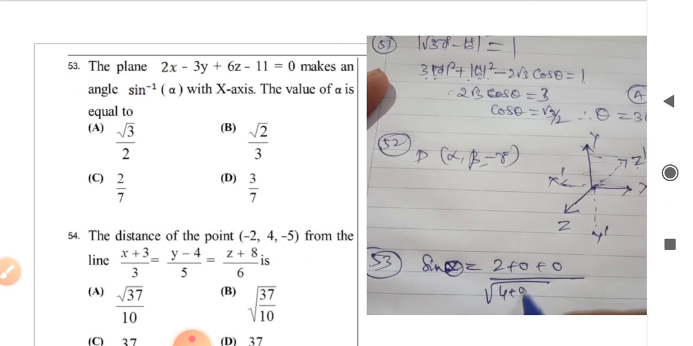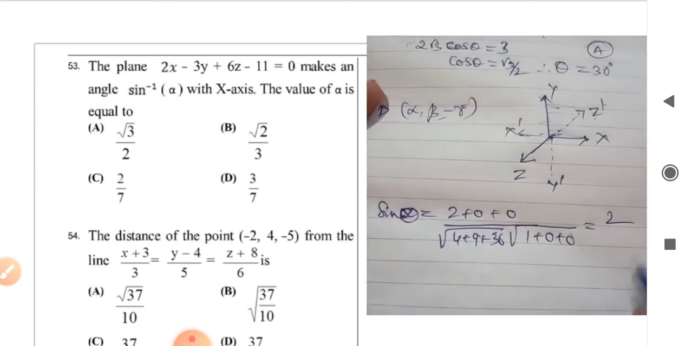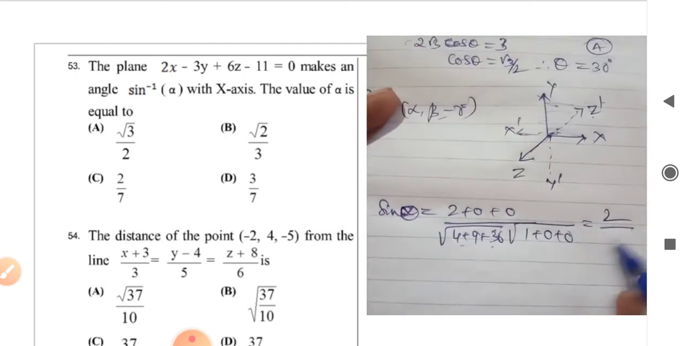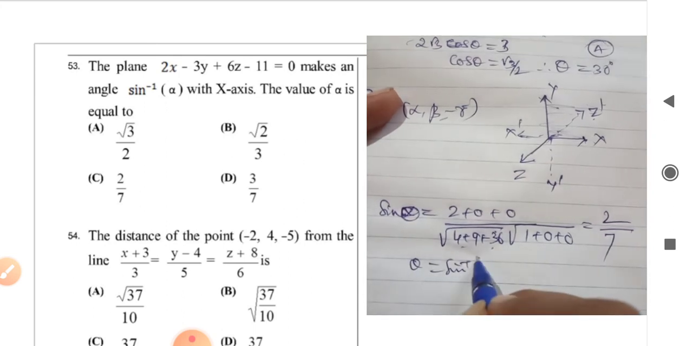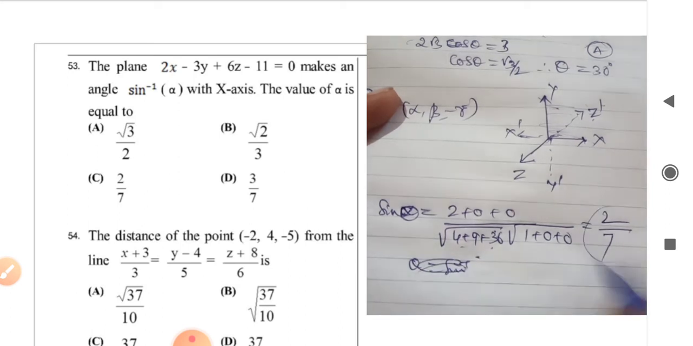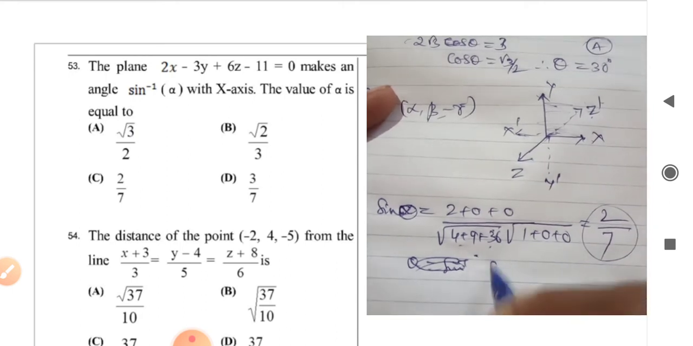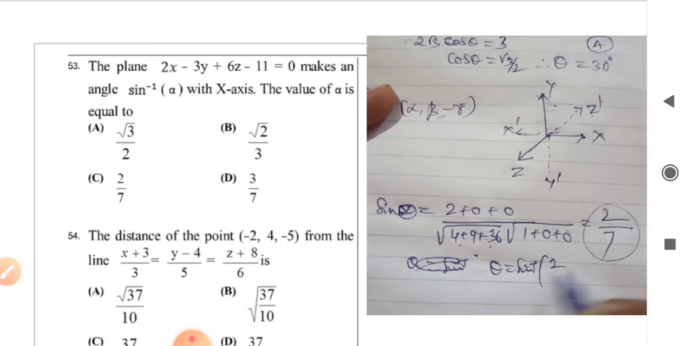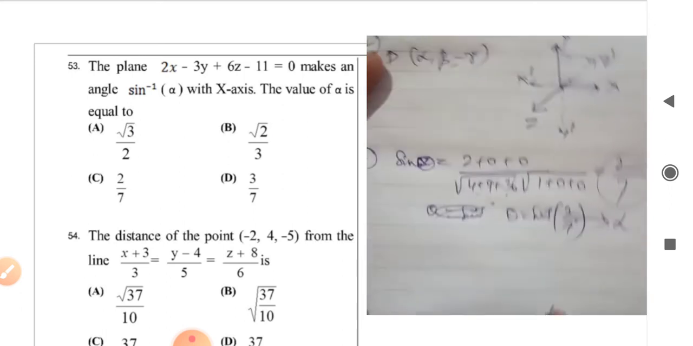Denominator it is 4 plus 9 plus 36, and one more is 1 plus 0 plus 0, correct. So it is 2 divided by 7 is the answer for this, means theta equal to sine inverse of 2 by 7. Alpha with x-axis, directly you can say it is alpha. Alpha value is this one. You can say theta equal to sine inverse of this, no problem, no issue at all, therefore this value will be alpha. Okay, so this is also no problem.